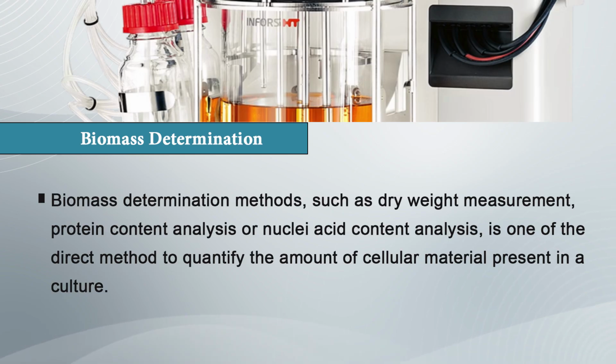So, biomass determination is one of the direct methods used to quantify the amount of cellular material present in a culture. Dry weight measurement involves filtration of the culture, followed by drying of the filter paper and then weighing the residual biomass to get the dry weight. So, it is just the amount of cells that we get after removing from the culture media.